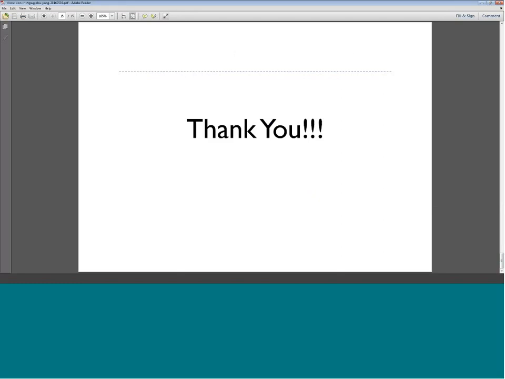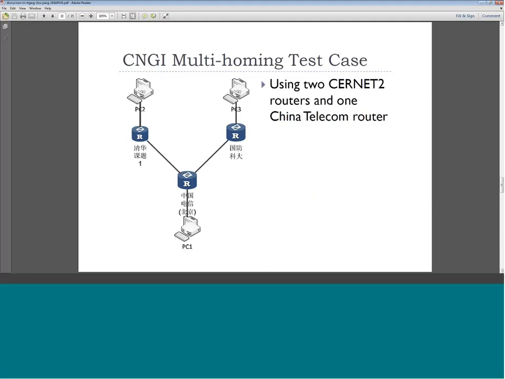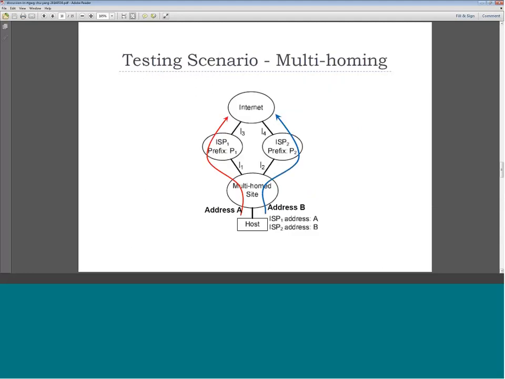Question. In your multi-homing testing scenario, what do you do in the case of link failure to one of the ISPs? So your link L2 fails, right? What happens? If the host uses address A, the network should forward the traffic to ISP1 and then to the internet. So how does your host know that it should not use the ISP2 prefix?